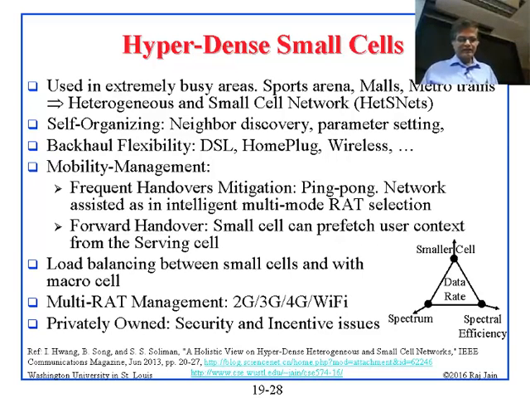Ping pong. Okay. Ping pong is when a user is standing between two cells equally distant, then it cannot decide which one to connect to. They will try this one and then say, oh, no, that is better, then try that one and then try this one. And that is called ping pong, table tennis.